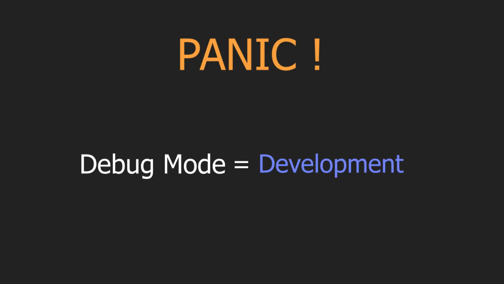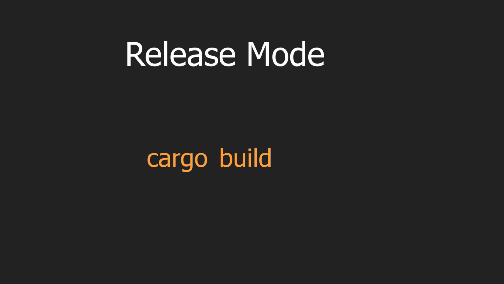But I mentioned that it will panic in debug mode, which basically means the development environment. So when we execute the commands cargo run or cargo build, the code is compiled in debug mode. Compilation in release mode happens when we run the code with the release flag. This basically compiles the code for production build.